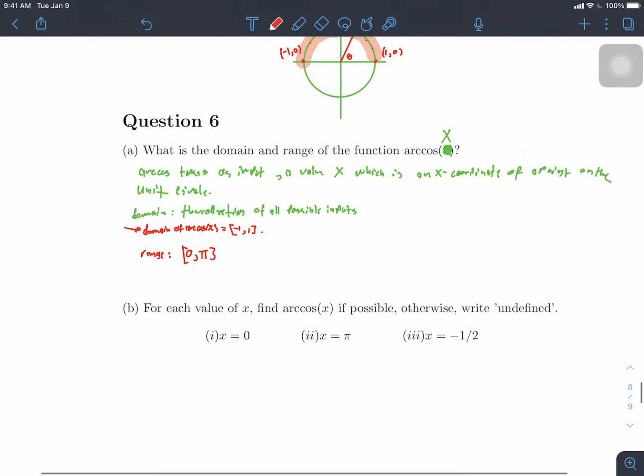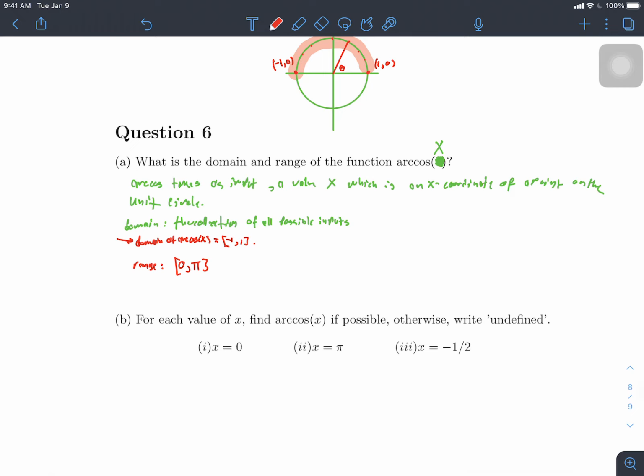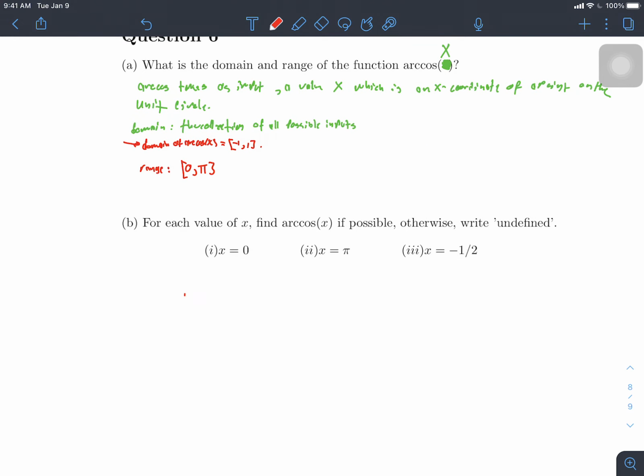Okay, and now what we're supposed to do is find, for each of these three values of x, arc cosine if possible, otherwise write undefined. Well, let's start with the first one. It says arc cosine of 0.